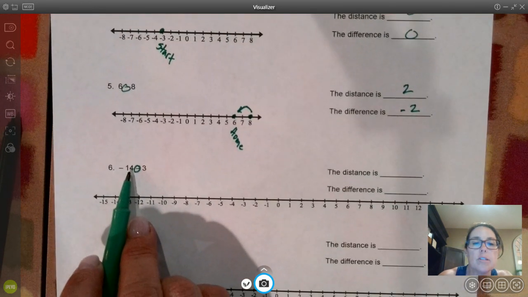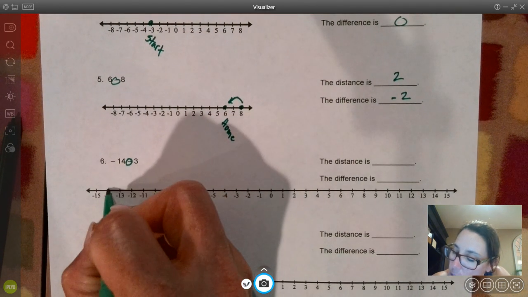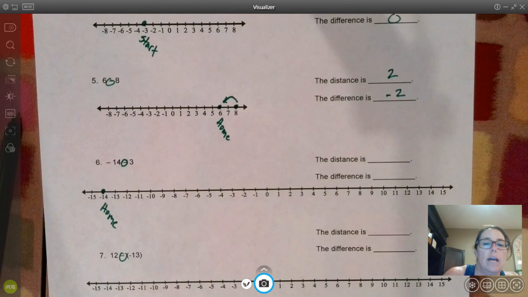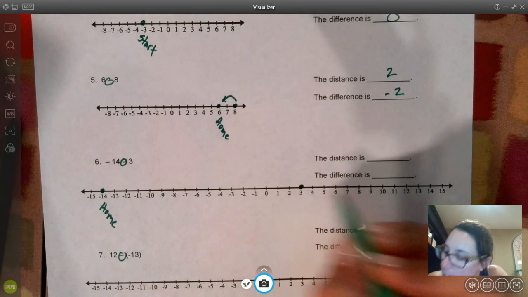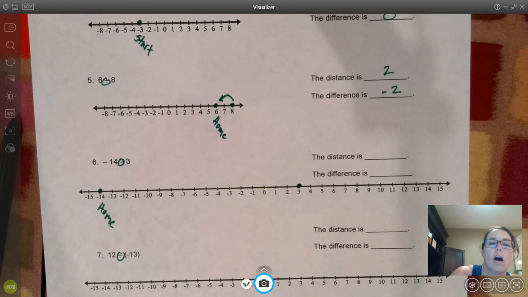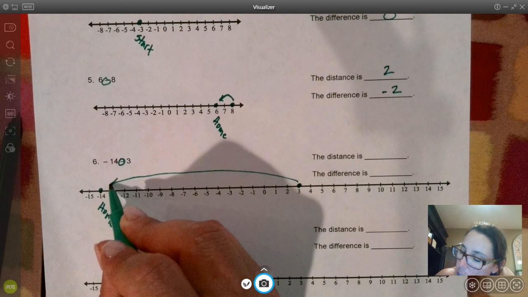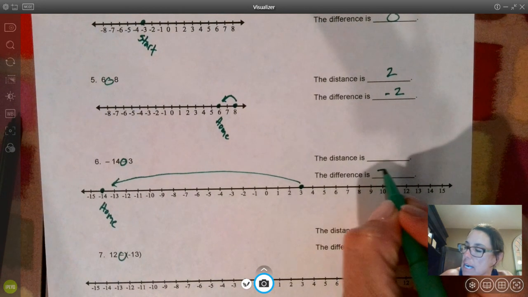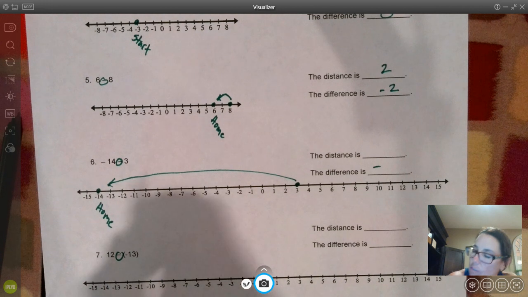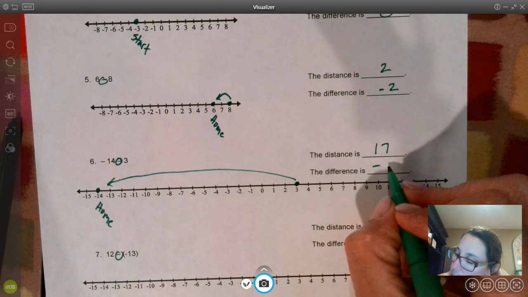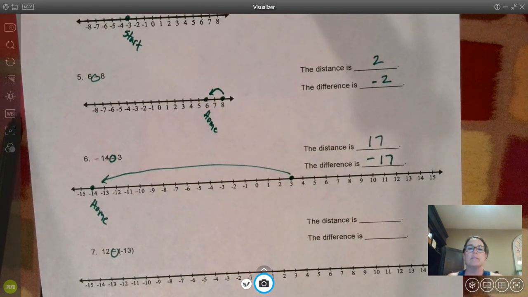All right, let's look at this one. We're going to put a dot on -14 and label that home or start. And then we're going to put one all the way down here at 3. Once you get the 2 dots on your number line, you ask yourself, what do I need to do to get back home? So I need to go to the left, which is going to end up being a negative on the difference. If you count all these units, it's 17. So 17 is the distance, -17 is the difference.